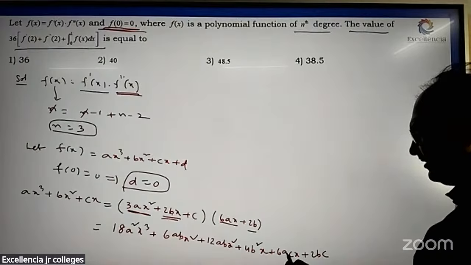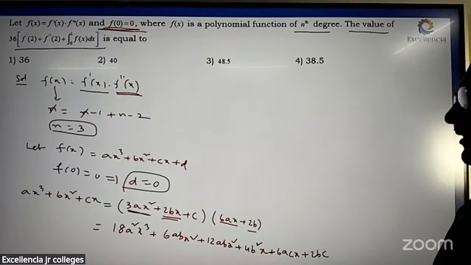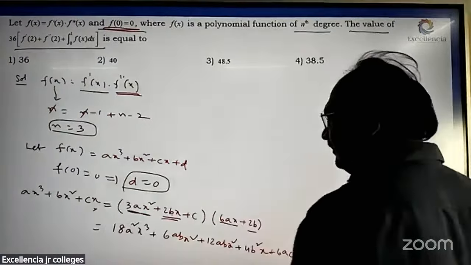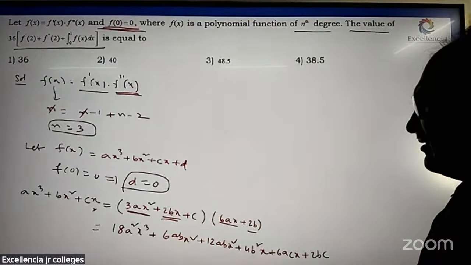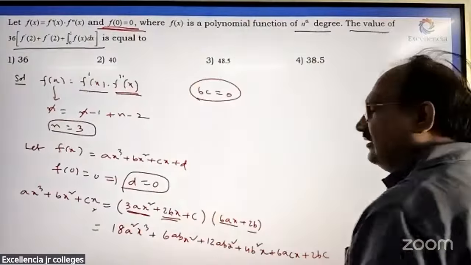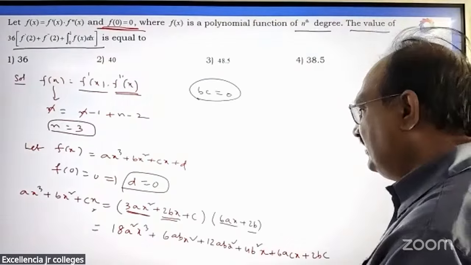4b square x next, 6ac x, right? 2bc. Now compare constants first. When you compare constant terms here, comparing like terms on both sides, bc must be equal to 0. Either b is equal to 0 or c is equal to 0 or both may be equal to 0.